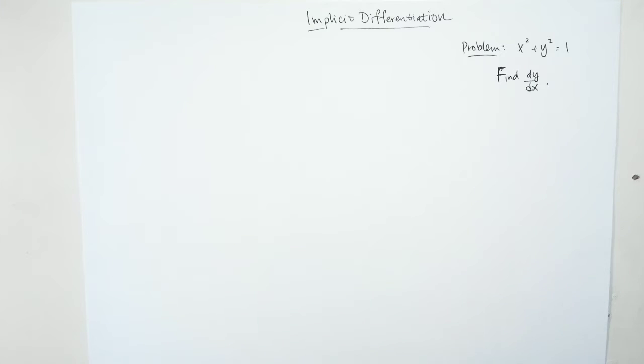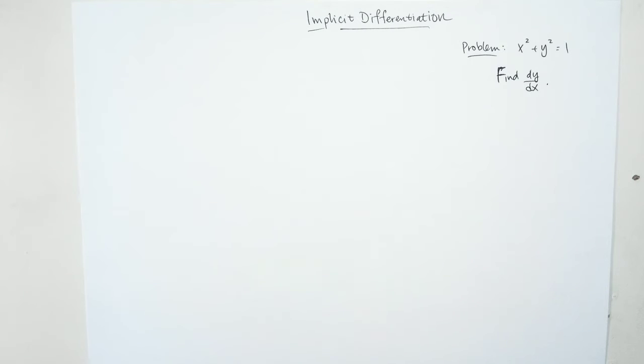Okay, so we have a problem right here. The problem is x squared plus y squared is equal to 1, and we would like to find dy dx. So this kind of problem falls into the category of implicit differentiation. And before we talk about this particular topic, I would like to review a little bit and make sure you understand how we do implicit differentiation.